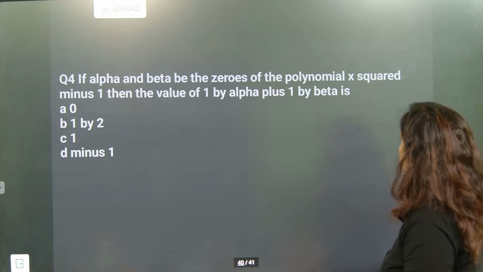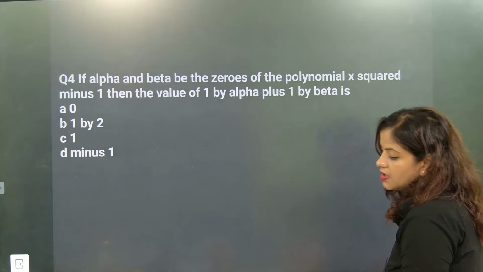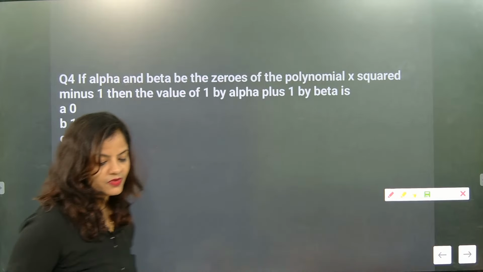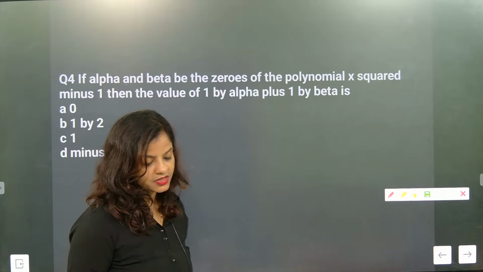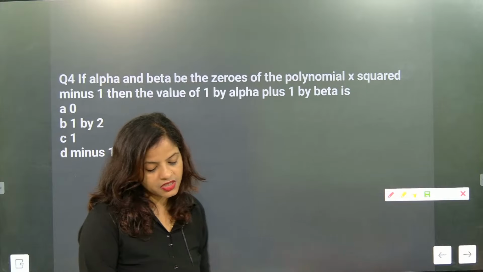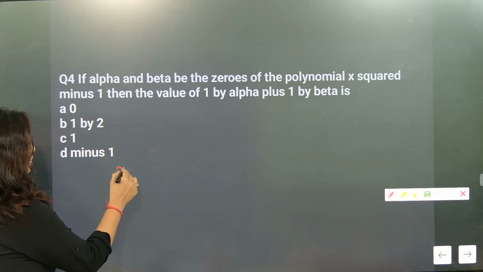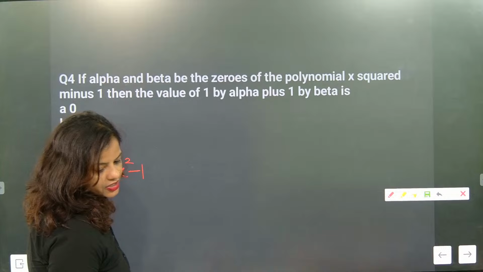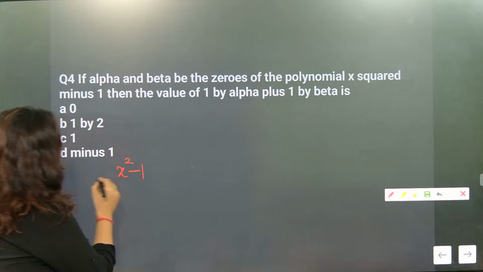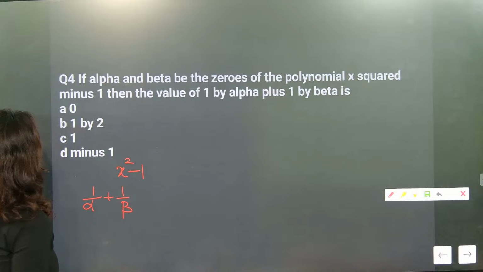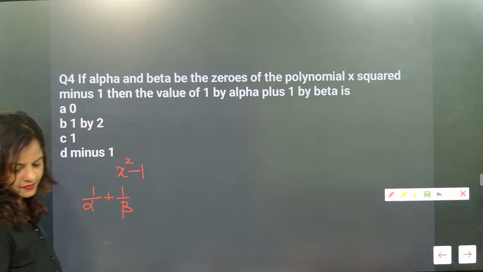If alpha and beta are the zeros of the polynomial, now we are going to write this one. Question number 4. I'm changing the statements. Zeros of the polynomial x square minus 1. Then find the value of 1 by alpha plus 1 by beta.